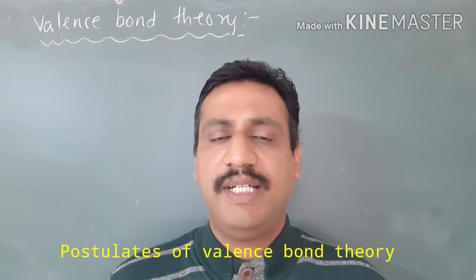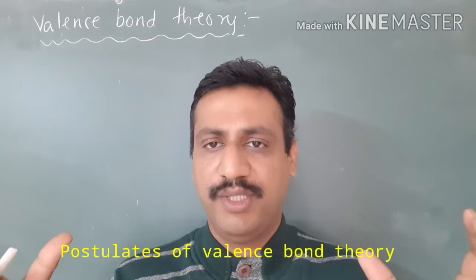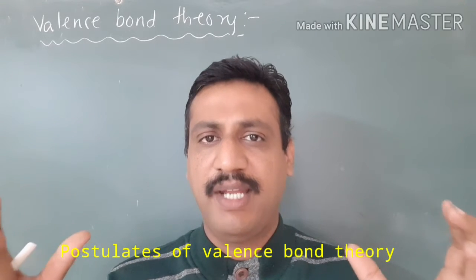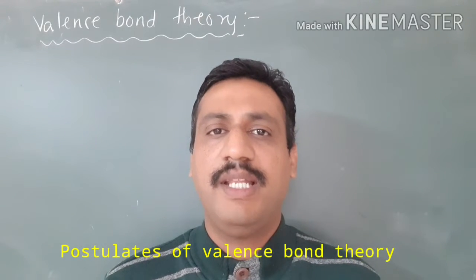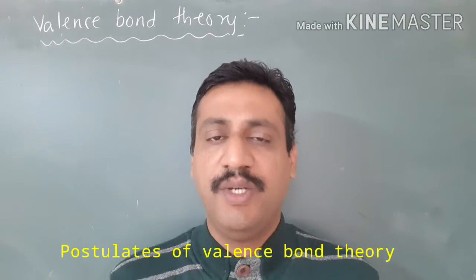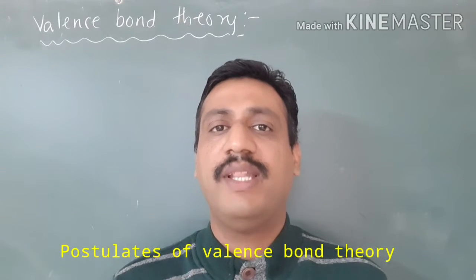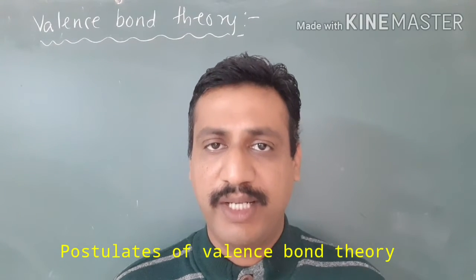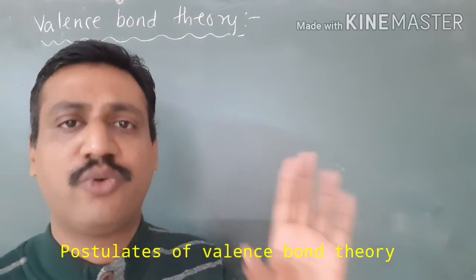Valence bond theory states that when the atomic orbitals of two different atoms, each consisting of an unpaired electron with opposite spin, overlap together, then there will be a formation of a covalent bond. This is the main core part of this theory.